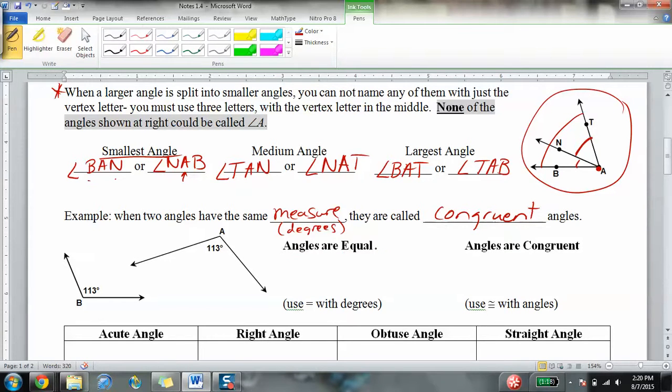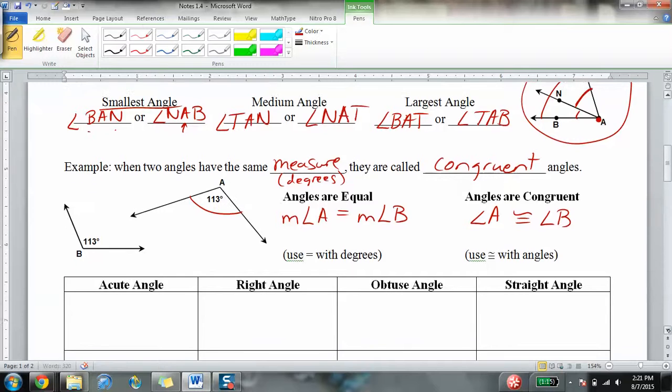When we're talking about the measure of angles being equal, we use an M to notate that. So if I were to say the measure of angle A right here is equal to the measure of angle B, I would be talking about the actual amount of degrees in that angle. Since both of these angles measure 113 degrees, I would say that their measures are equal. If I were talking about the angles themselves, I would say that angle A is congruent, again using that congruent symbol, to angle B.